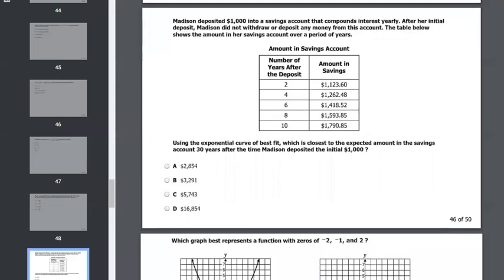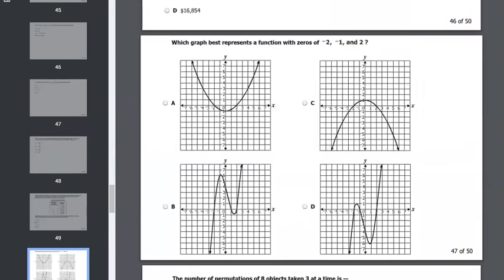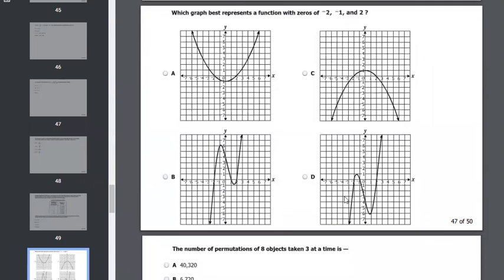Okay, let's look at 47. Which graph best represents a function with zeros of -2, -1, and 2? So the zeros is the same thing as saying x-intercepts. So the question is really asking which graph has x-intercepts of -2, -1, and 2.